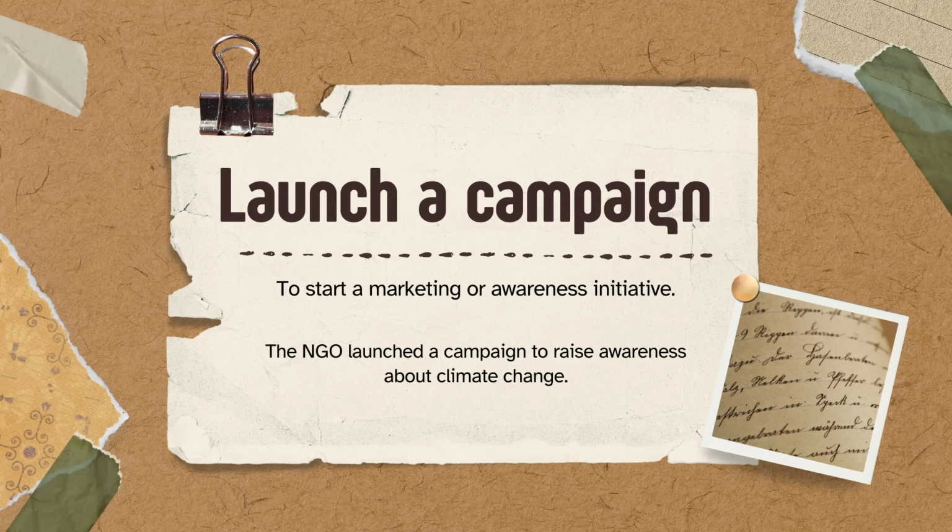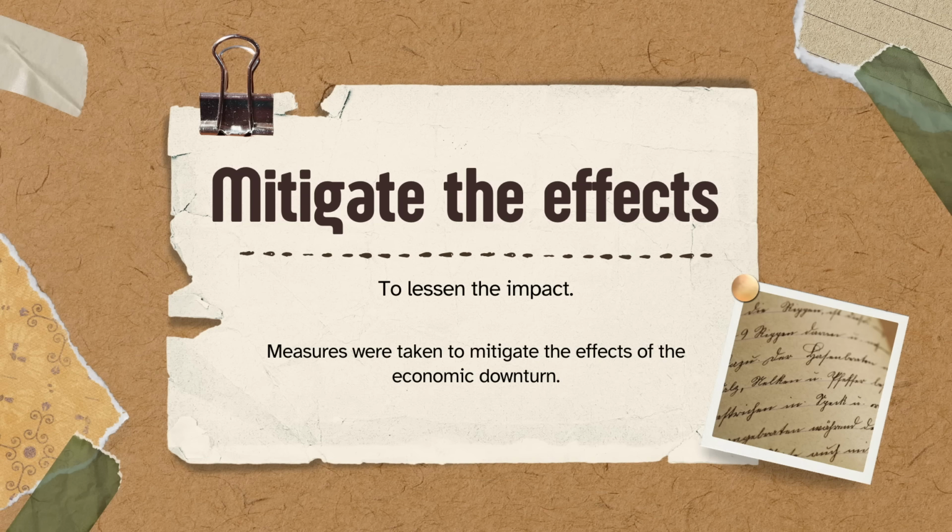Second example, the NGO launched a campaign to raise awareness about climate change. So in this sense, an NGO, or a non-governmental organization, something like a charity, created a campaign to educate people about climate change. So their goal was probably not to sell anything, but to make people more aware of how serious the issue is, so they might take action or support the cause. So this NGO launched a campaign to raise awareness about climate change. Good for them.